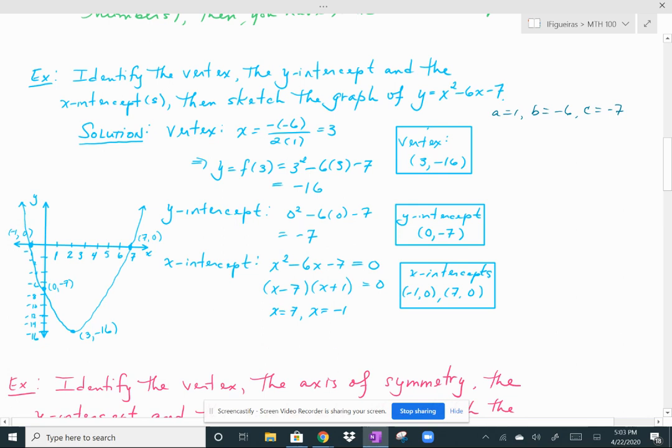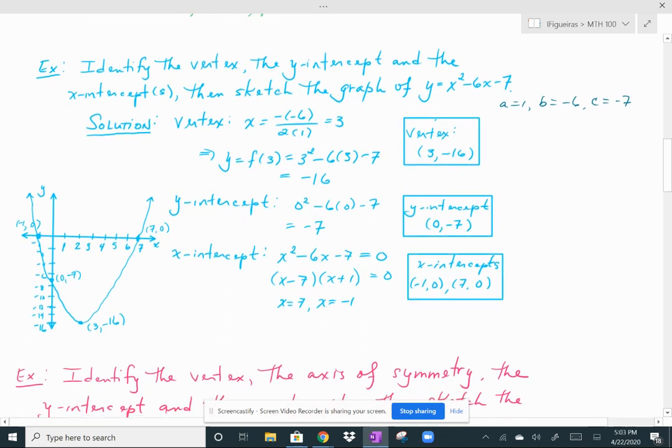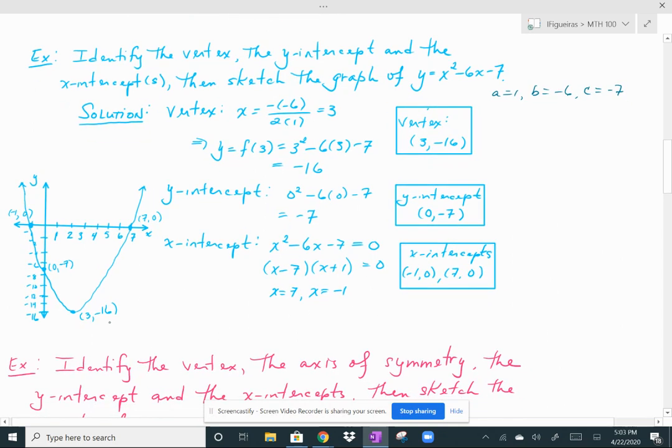All right, so everything I just found in these 3 boxes are now seen on this graph. Here's my vertex, 3, negative 16. Here's my y-intercept, 0, negative 7. And here are my 2 x-intercepts, negative 1, 0, and 7, 0. And when you connect that from left to right, you get your parabola. It's your traditional U-shaped graph for a parabola facing upward as we expected.